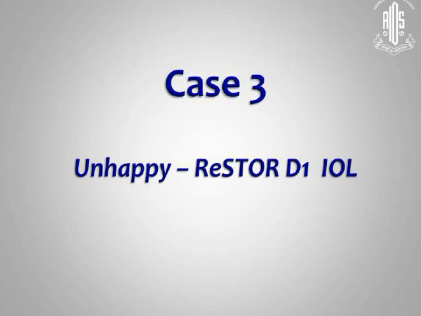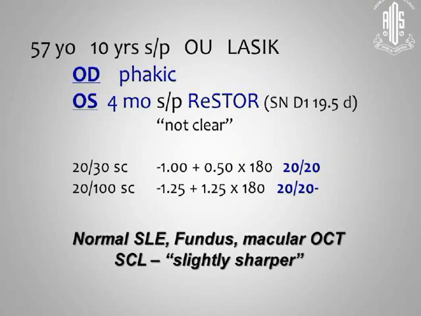Here's case number 3. Ten years post-LASIK, but 4 months post-Restor in one eye. So she's 57, she's young, hates glasses, had LASIK for that reason, absolutely wanted the Restor, and it's not clear. The left eye, which is the LASIK, the Restor eye, is 20/100 uncorrected because she still has residual cylinder. She's 20/20 minus. So, everything else is normal.